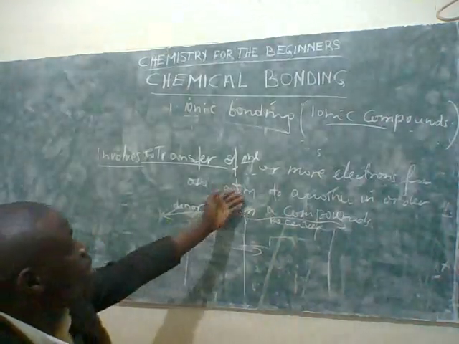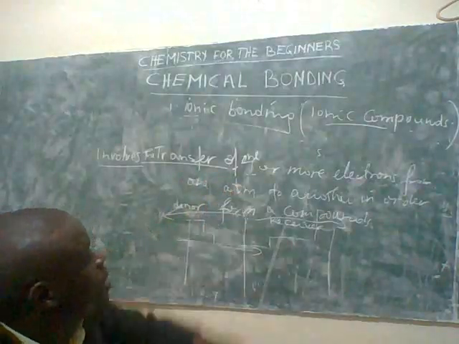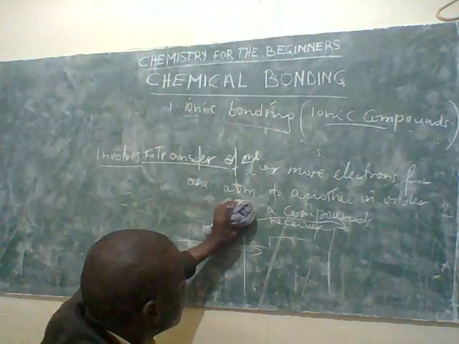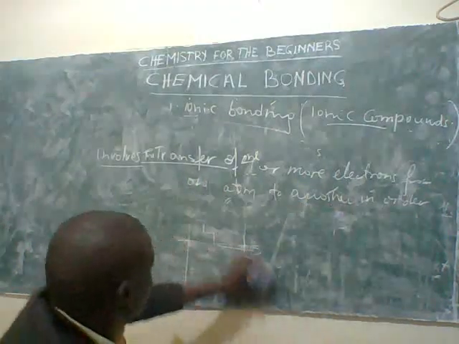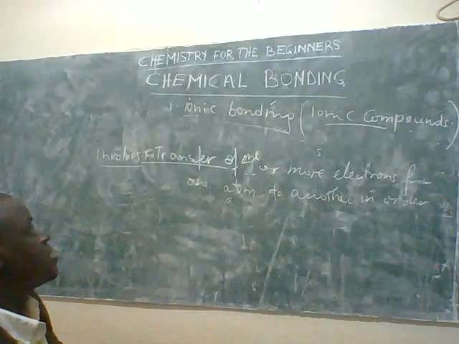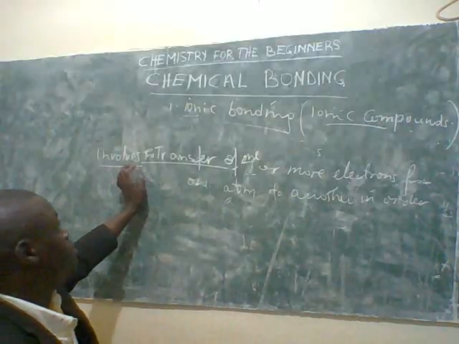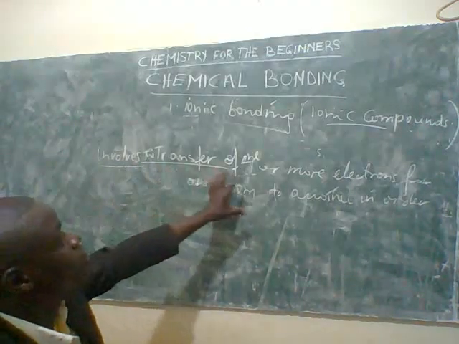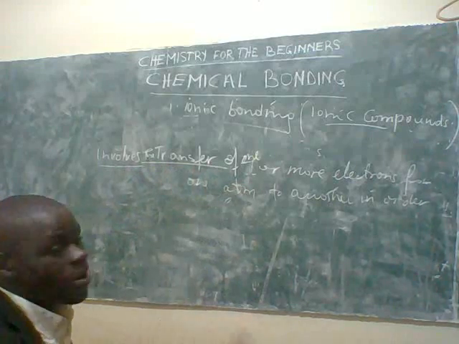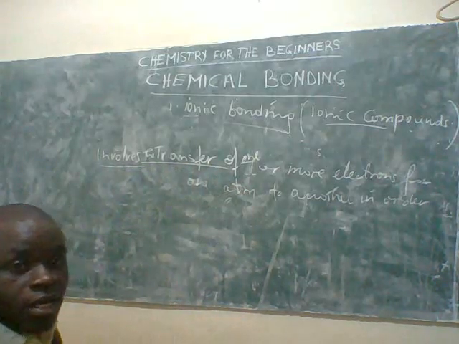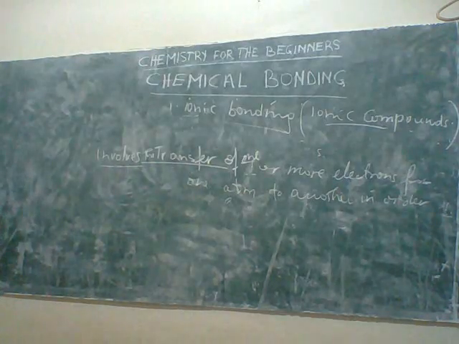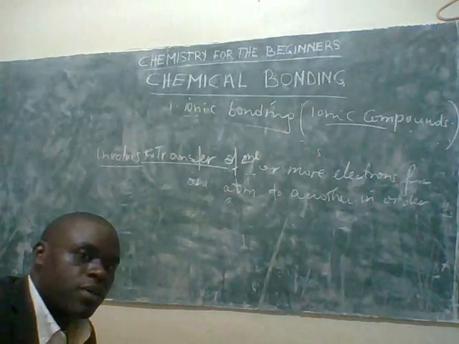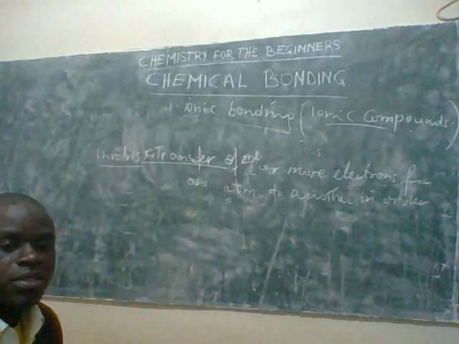It may be from one atom or one group of atoms to another atom or group of atoms. So I think you are getting what this means. Ionic bonding is involved by the transfer of one or more electrons from one atom to another atom. Which means it's all about the metals. They donate electrons to the nonmetals like that.